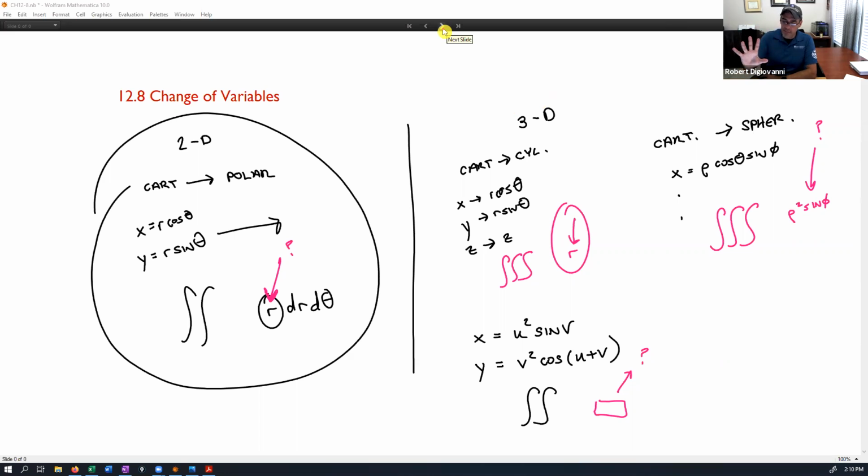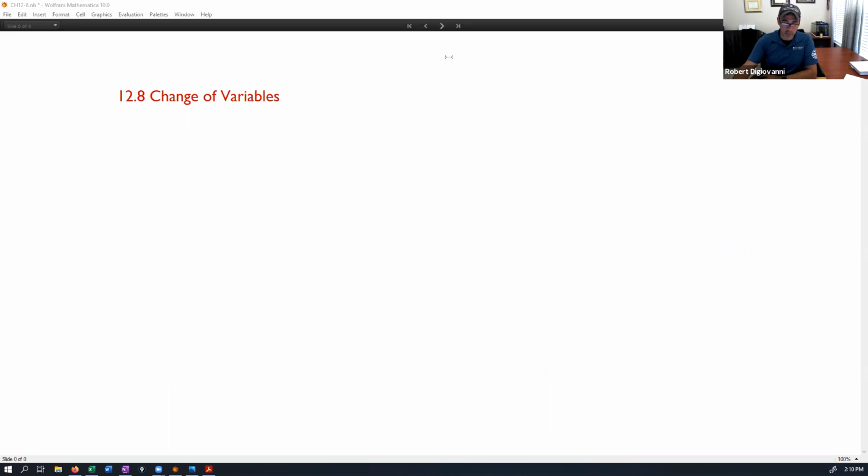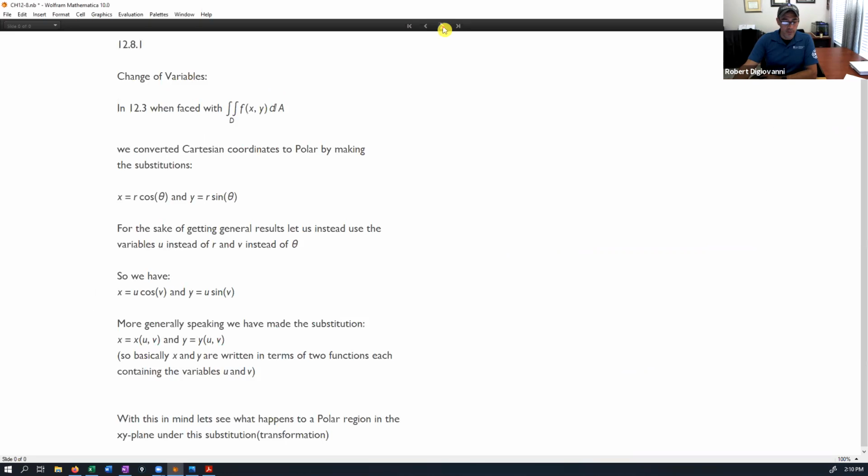The main idea is that anytime you do a change of variables, and you can change it to anything, you will always have this piece here that is created that you have to be able to come up with on your own. You have to be able to generate what that is, like the r, and over here, the rho squared sine phi. All right, so change of variables.